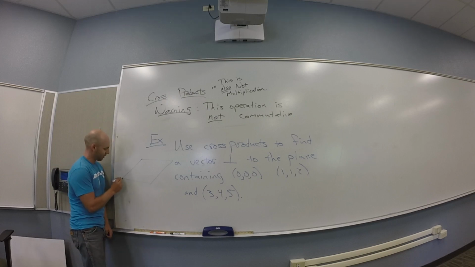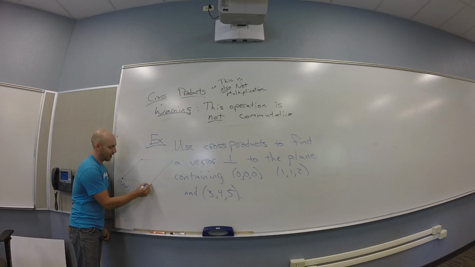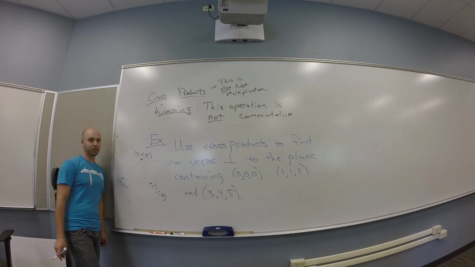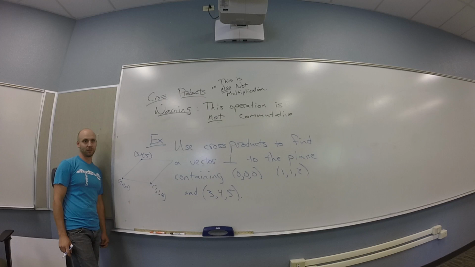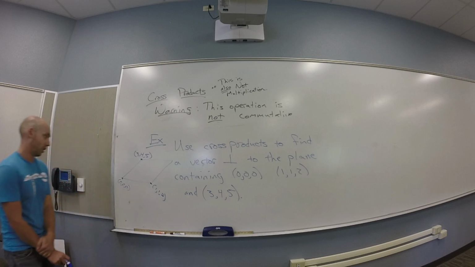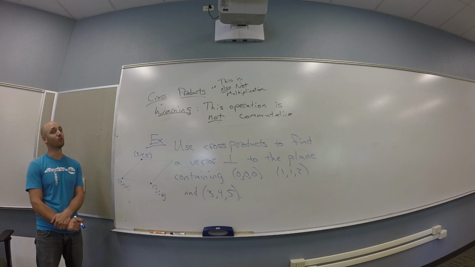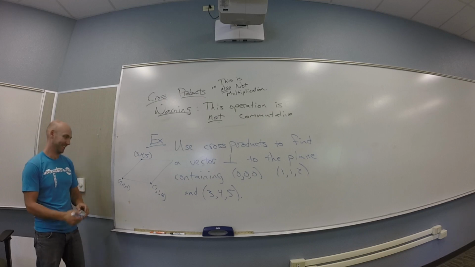So I have this point here, (0, 0, 0). Over here, I have another point that's (1, 1, 2). And up here, I have another point that's (3, 4, 5). Please note this lacks perspective entirely. Cool? All right. So, what are two vectors that are in this plane? Don't think too hard. (1, 1, 2), (3, 4, 5).